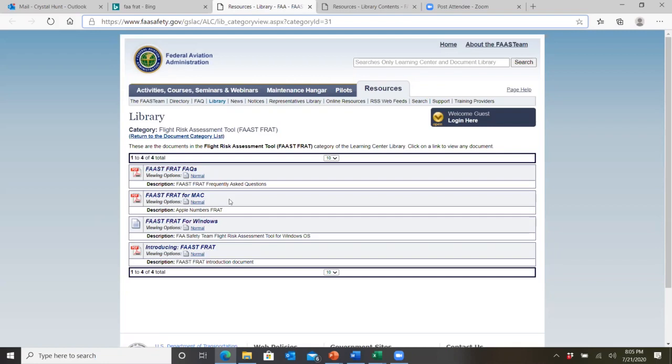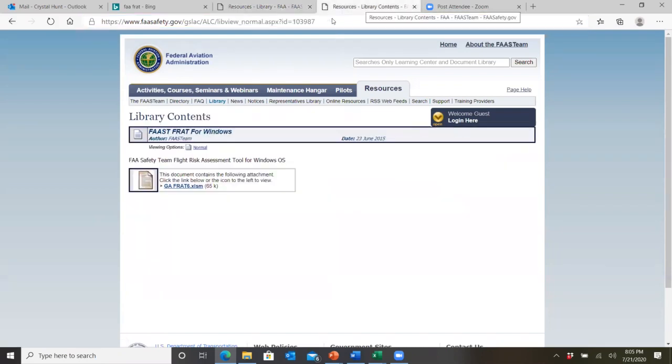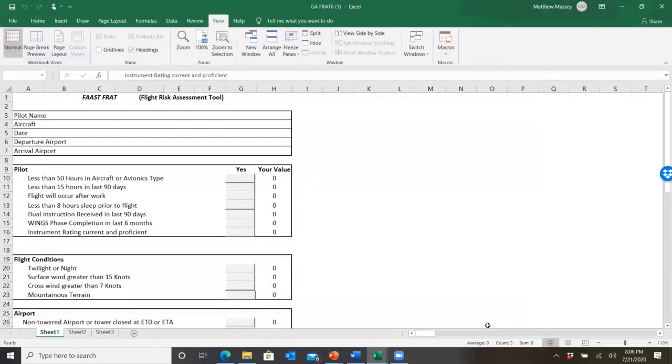And what that will take you to is this page, which will give you some FAQs. It also gives you a risk assessment for if you're on a Mac or Windows, which is quite nice. I'm on a Windows, so I will use the Windows one. I've actually already downloaded it here. It's just Excel, and you can modify this and tailor it to whatever you need, or you can use it as is, up to you. So let's go and do one.